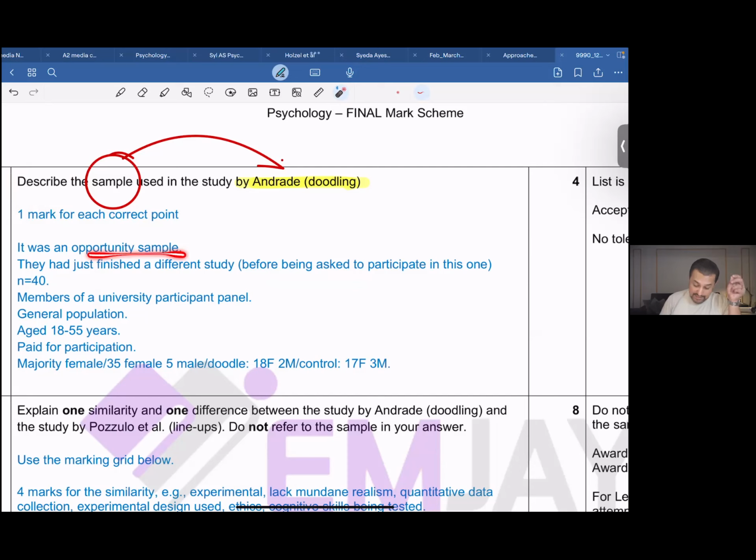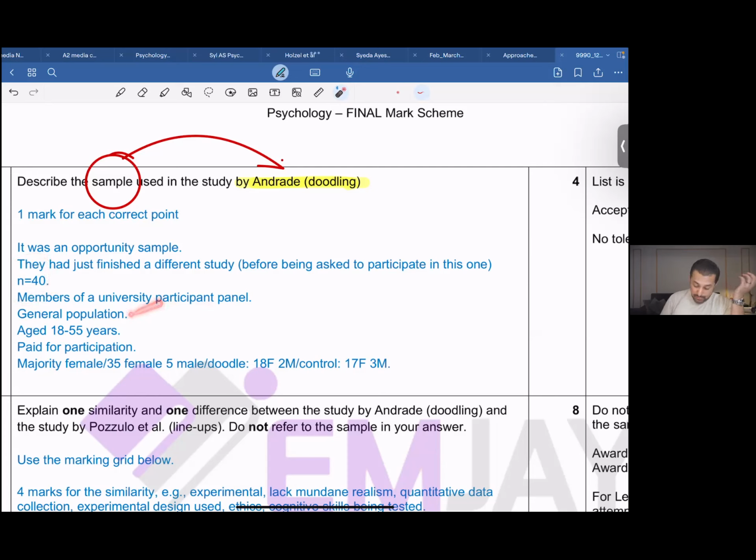It was an opportunity sample. They had just finished a different study before being asked to participate in this one. There were 14 in total. There were members of a university participant panel. There were members from the general population aged 18 to 55. They were paid for participation. The majority of them were females.